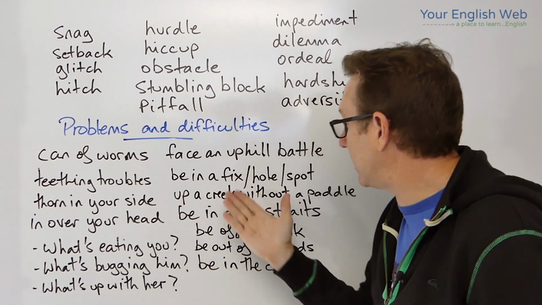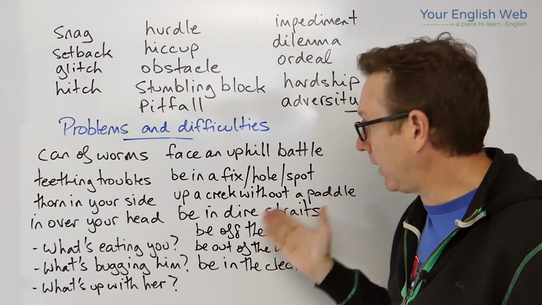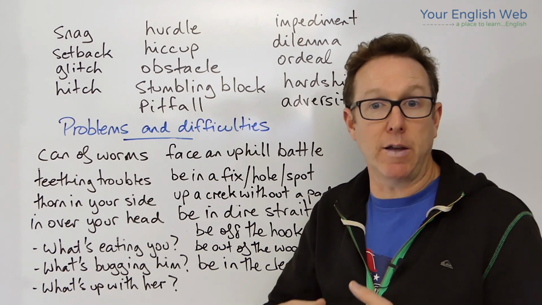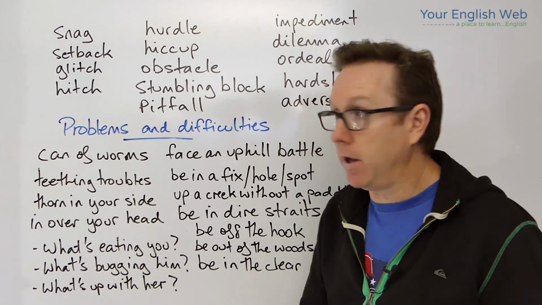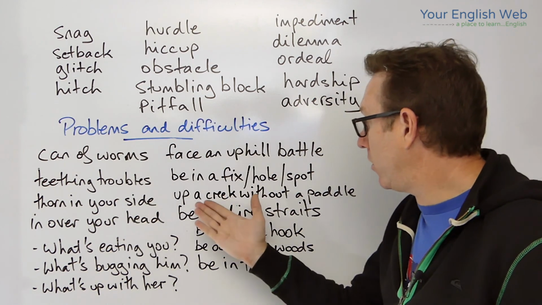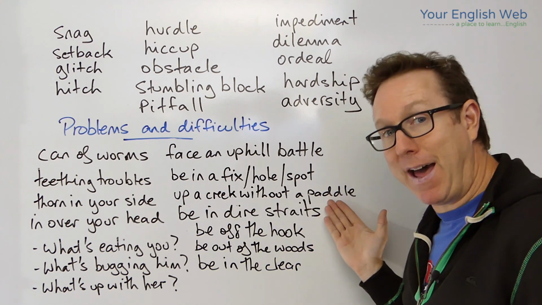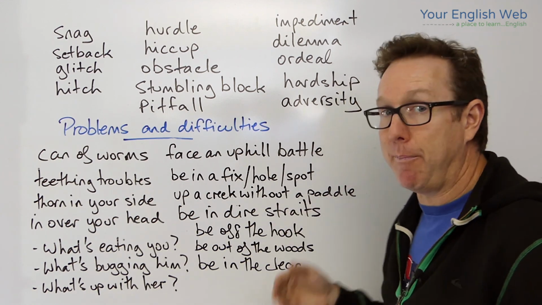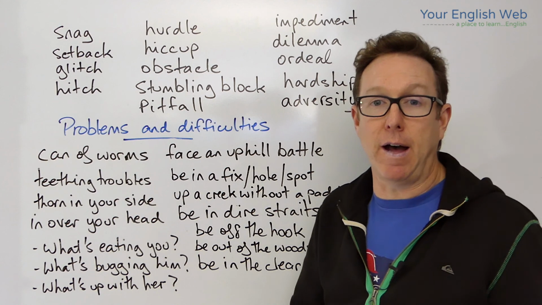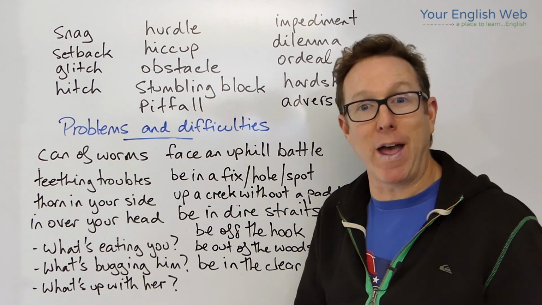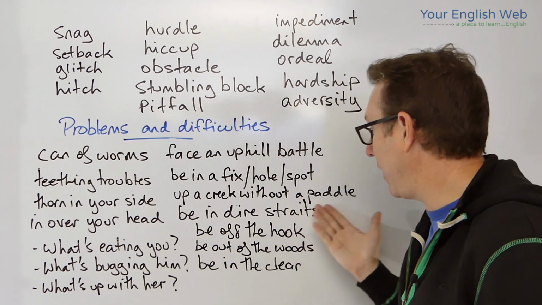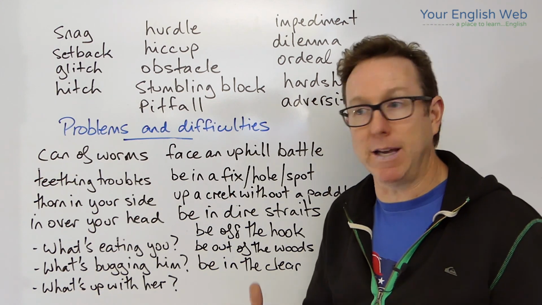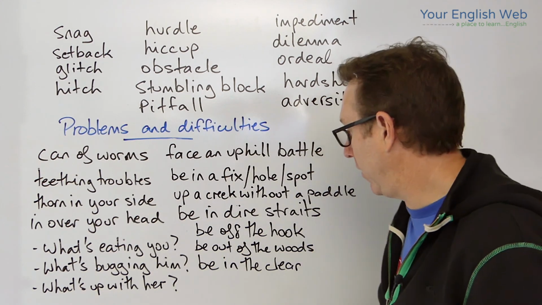You can be in a fix, a hole, or a spot. Okay, a fix, a hole, or a spot. To be in a fix, hole, spot, meaning that you're in a fix, you're in a hole, you're in a spot, you're in a difficult situation. You can be up a creek without a paddle. Up a creek without a paddle, very informal, meaning that you're in a bad situation and you don't have an answer to it, or you don't know how to get out of it. You're up a creek without a paddle. Or you can be in dire straits, a serious problem or serious difficult situation, for example.